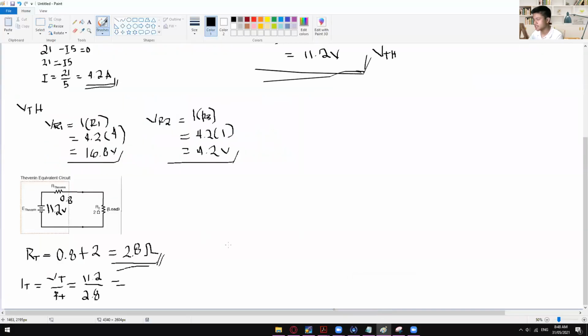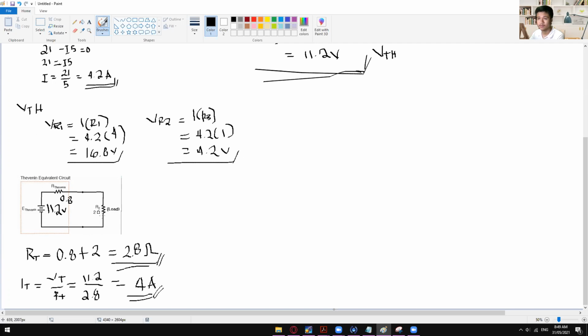Okay, so as I said a while ago, this is now our R total and then the I total. So 11.2 divided by 2.8 will give us a value of 4 amps. Okay, and what else? Actually, those are the only things that we can solve after getting the Thevenin equivalent circuit. So mostly the question here is what is the current flowing on the R load.